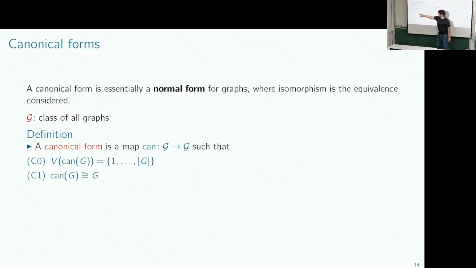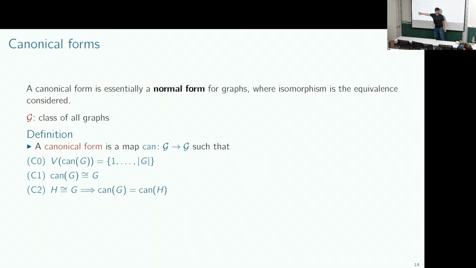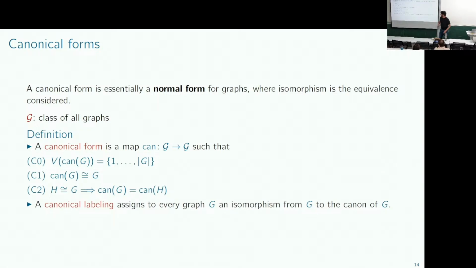The second requirement is that the canonical form is isomorphic to the thing you started with. Otherwise, it doesn't make sense. If you want a canonical version, then it should better be the same as what you started with. And the last requirement is that if you have two isomorphic graphs, the canonical form should be equal rather than isomorphic. And that means you can just look up whether they're the same or not. Let me make that more precise in a second. Now, canonical labeling assigns to every graph an isomorphism from G to the canon, and it's basically an enumeration of the vertices. This is the first vertex, second, third, and so forth.